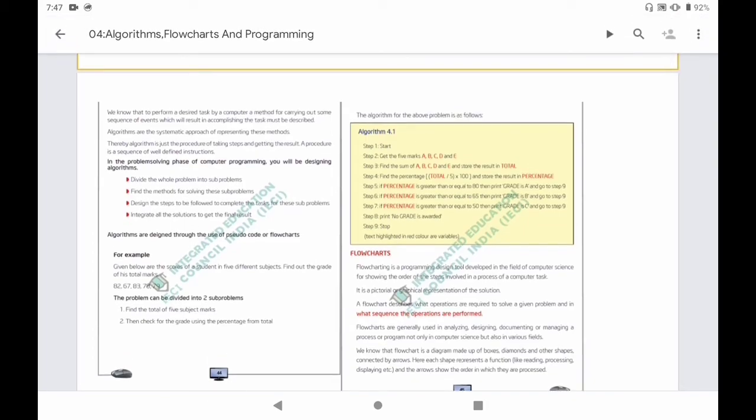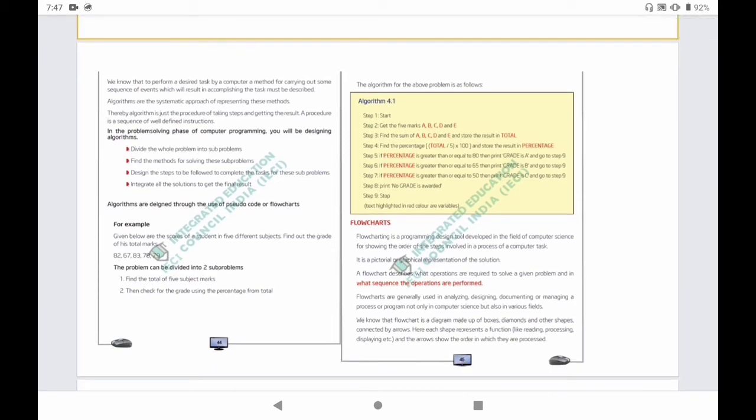What is in step number 5? If percentage is greater than or equal to 80, then print grade is A and go to step number 9. So if you are getting a mark equal to or more than 80, then you will get the result grade A. Then it will go to step number 9. What is step number 9? Stop. So you complete your problem.